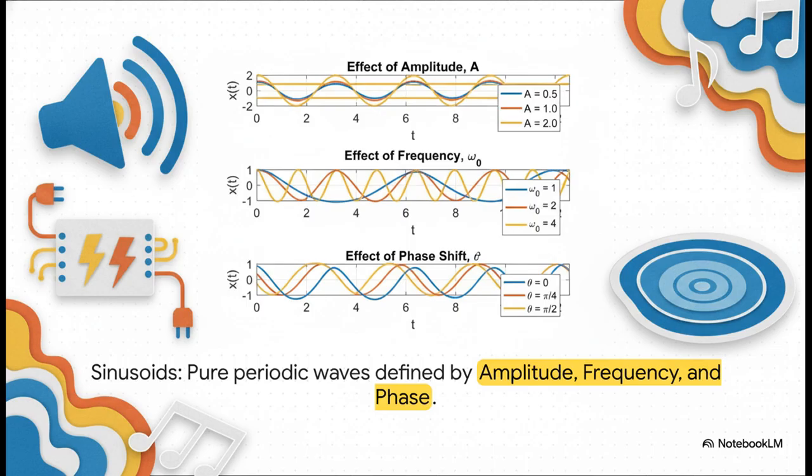These represent the purest form of oscillation you can get. Think of a perfect musical note or the alternating current in your wall socket. Any sinusoid can be completely described by just three things: its height, which is its amplitude, its speed, which is its frequency, and its starting point, or phase.